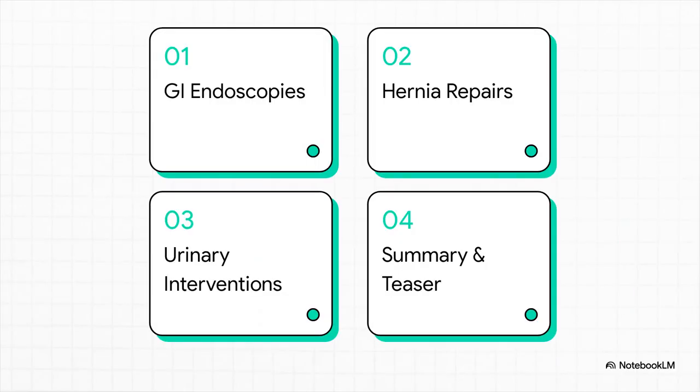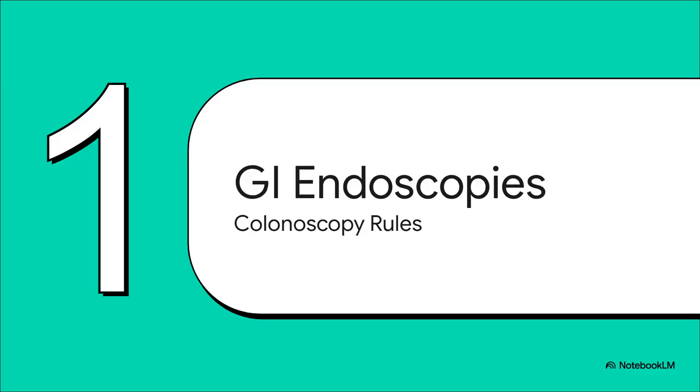Okay, so our game plan for today is pretty laser-focused. We're going to break down GI endoscopies and colonoscopies, untangle those confusing hernia repair classifications, decode cystoscopies and urinary interventions, and then wrap up the whole shebang with a quick summary and a sneak peek at Part 58. Let's kick things off with Section 1, GI endoscopies and colonoscopy rules.